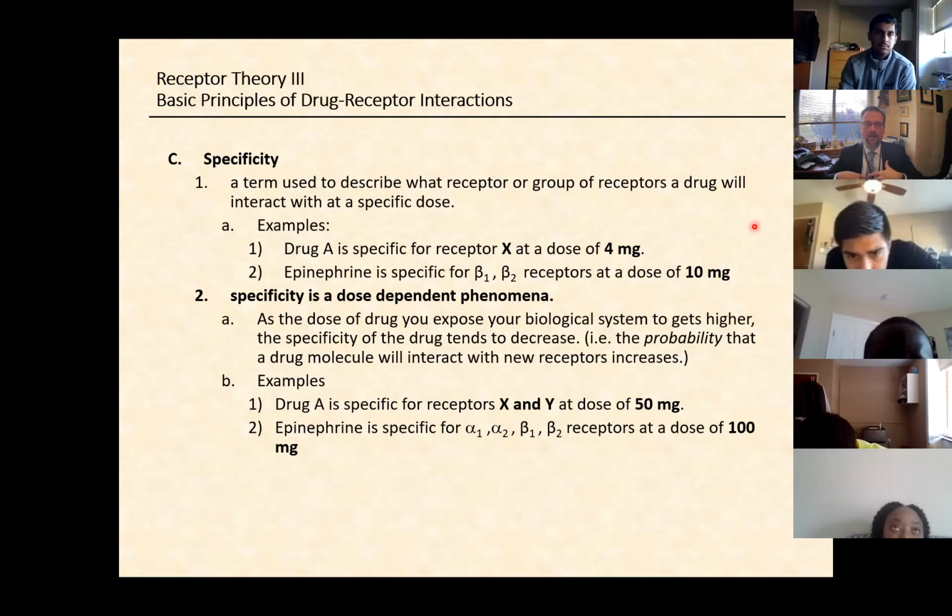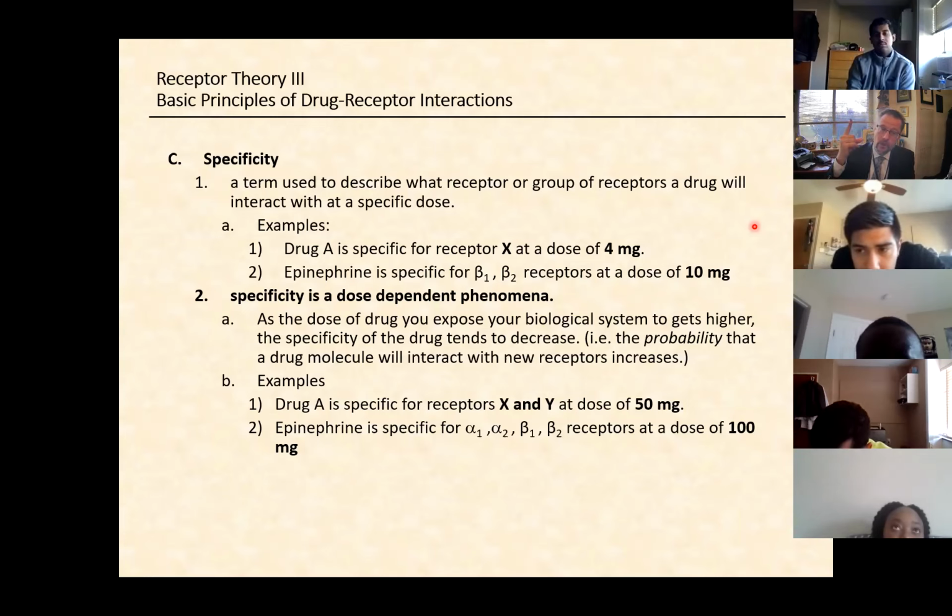Once we've determined that it'll interact with beta receptors, we can look at the fact that there are 4 different types of beta receptors, and only one type is really important in regulating heart rate in the heart, which is beta 1 receptors. So that's when we start to look at specificity.